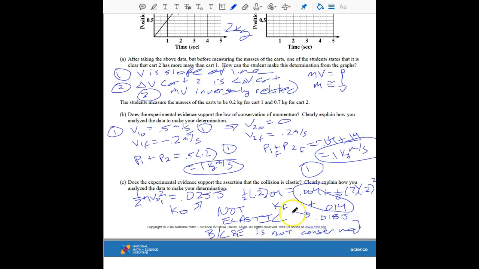And those are the 2 points. You had to find these energies, and then you had to say that the collision is not elastic because energy is not conserved. So those would be your 2 points for this last one, and then that is the total 7 points.